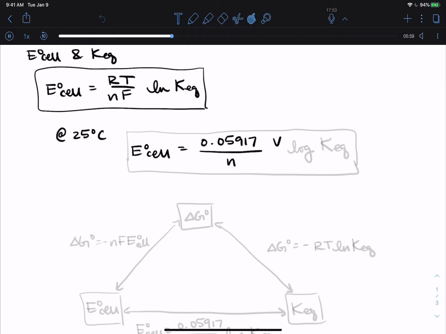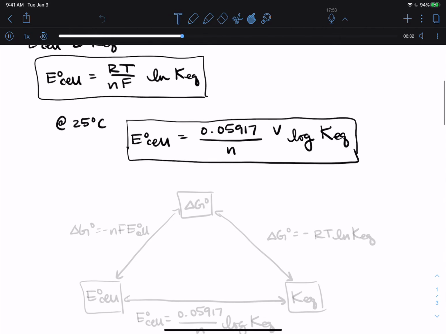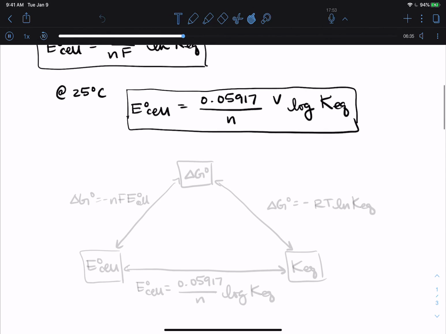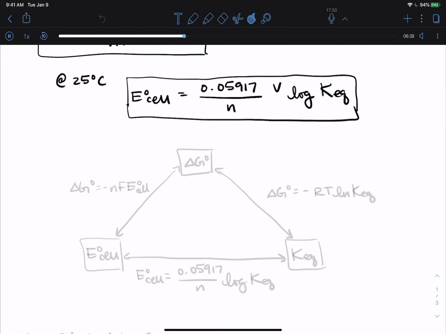over N. Right? We still need the number of moles of electrons in the balanced equation times, and this is really important, someone decided that they would rather work with a log base 10. So this is the log of KEQ. There's probably a natural log simplification version out there. And the only difference between that and this one is whatever constant is used to convert between natural log and log base 10.